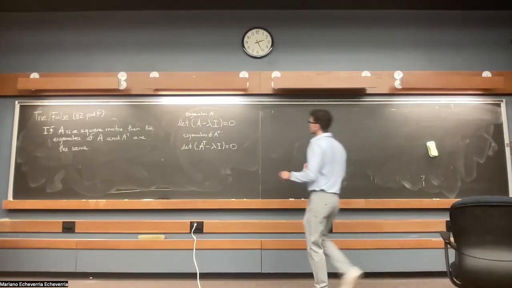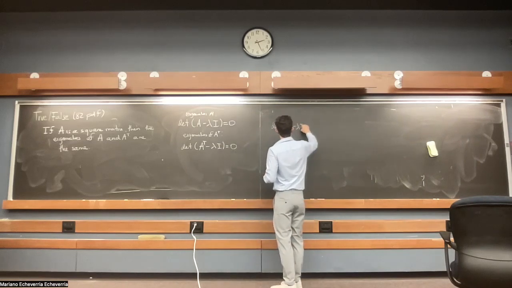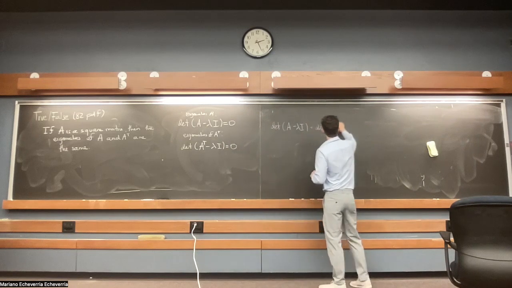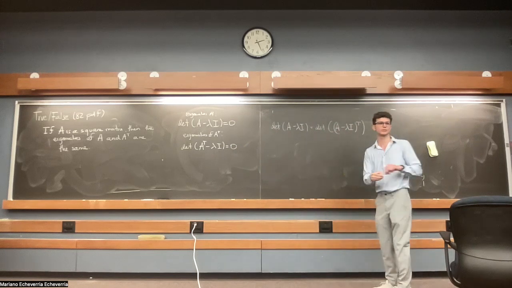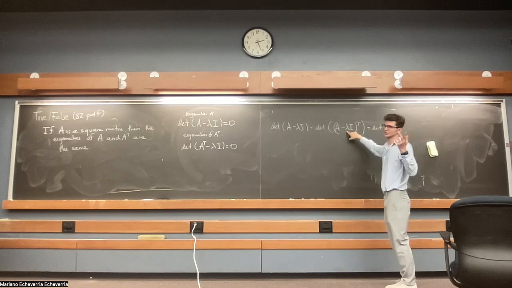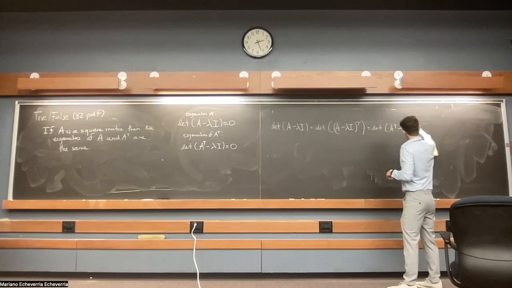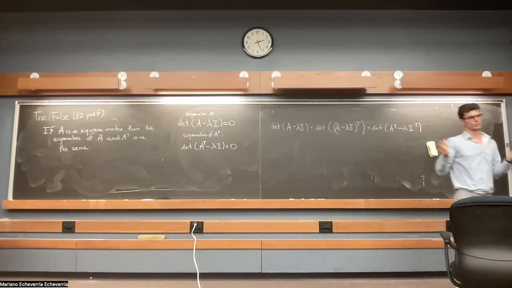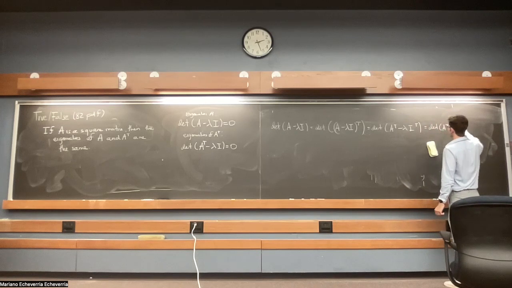So think about it this way. This determinant of A minus lambda I is the same as the determinant of A minus lambda I with everything transposed, because that doesn't change the determinant, but then the transpose can be applied to each factor separately. Lambda is just a number, so you don't have to transpose the number. And the identity is its own transpose, right? So you just get the determinant of A transpose minus lambda I.